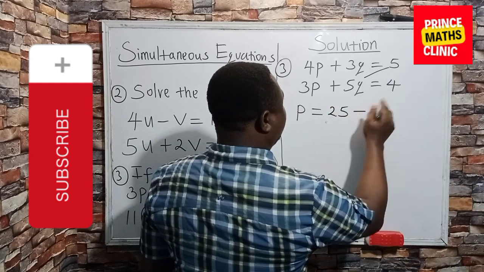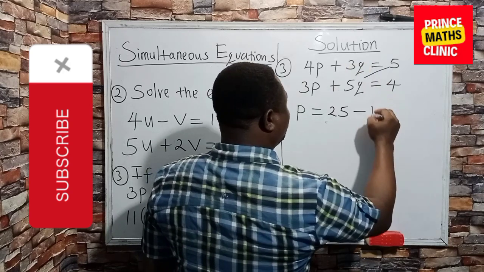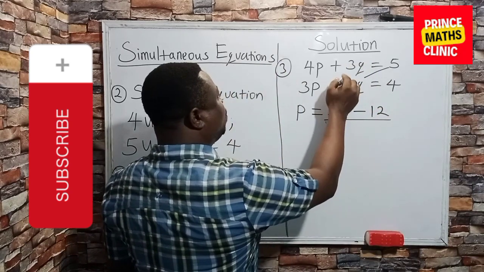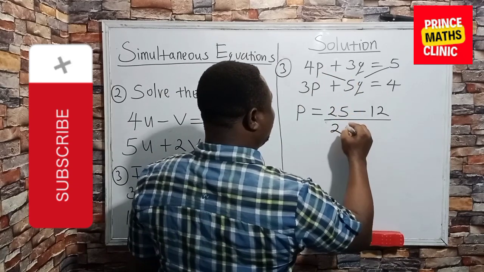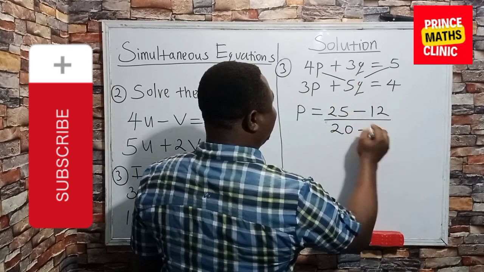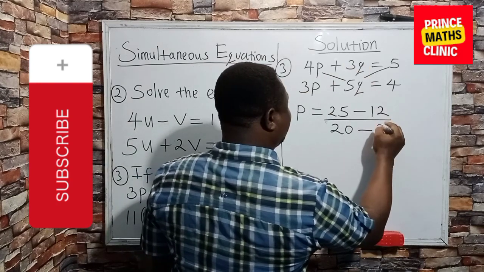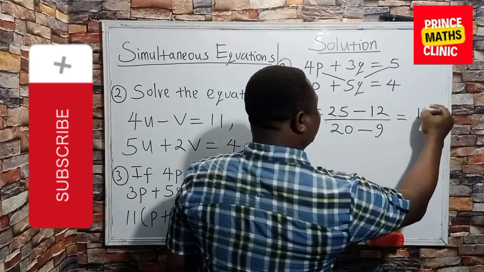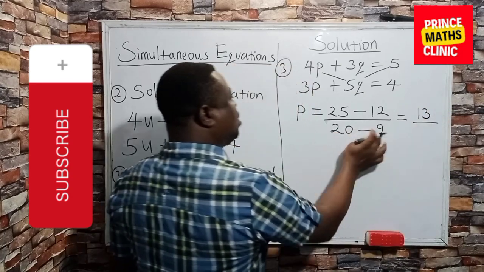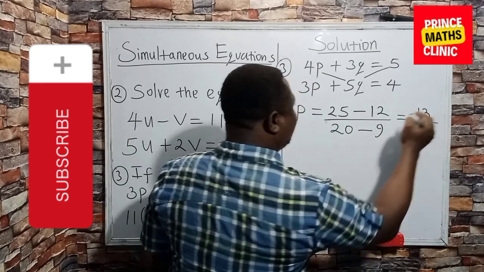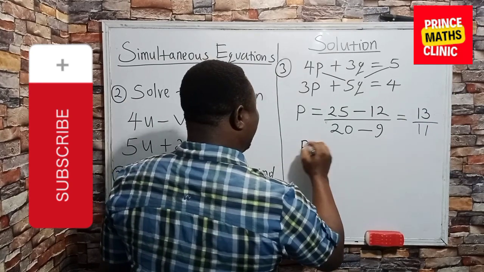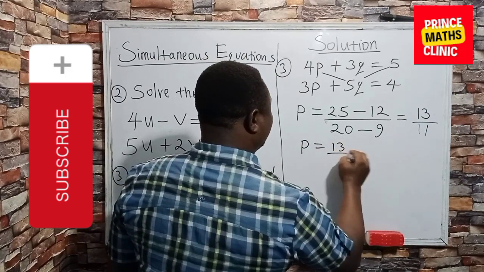Then you put a minus. 4 times 3 is 12. Then you come here again. You do 5 times 4, which is 20. You put a minus. 3 times 3 is 9. So 25 minus 12 is 13. 20 minus 9 is 11. So the value for p is 13 over 11.